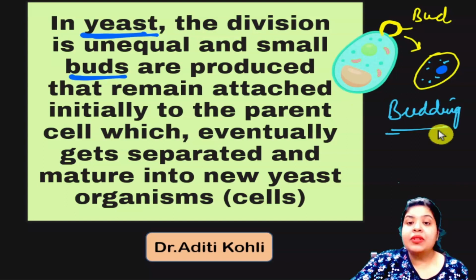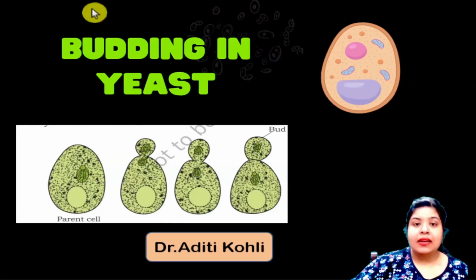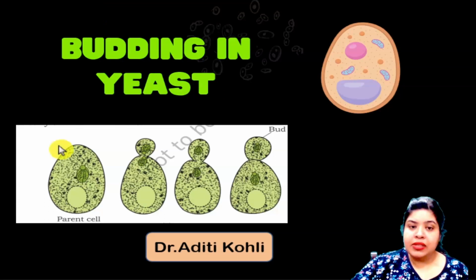Okay, so this is also an asexual mode of reproduction, budding, and it happens in yeast. All right, so this is how yeast divides. So one more diagram here to explain this. NCERT also mentions this diagram.